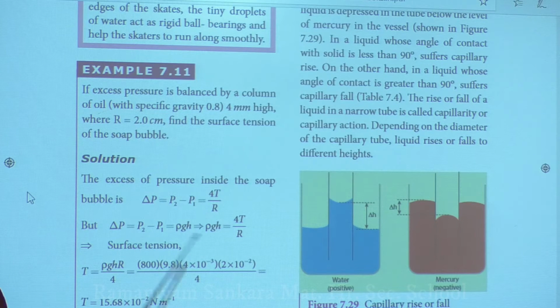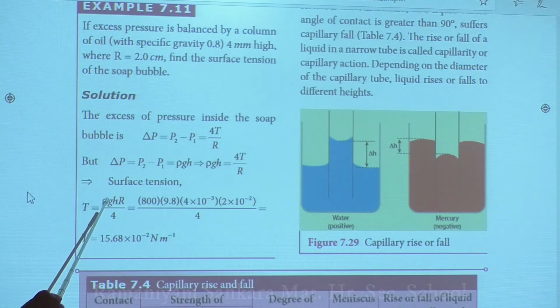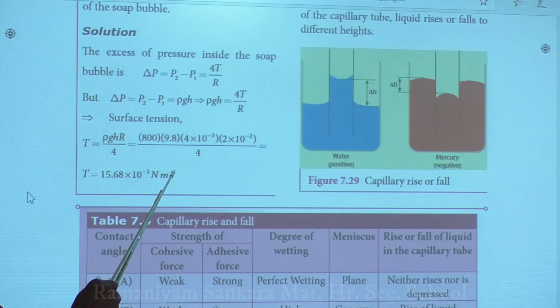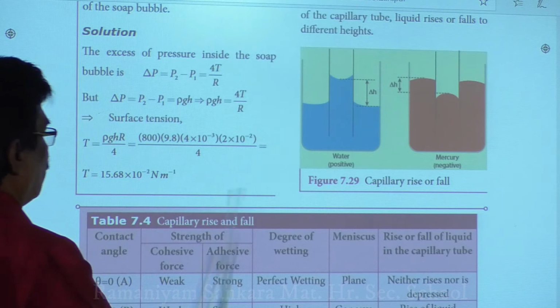So you can directly write this formula. Instead of bringing it to this side, you can directly write T equal to rho GH R by 4. Substitute all the values and reduce it. Remember, surface tension is force per unit length, T equal to F by L. So the unit is Newton per meter. You should remember this for a 2 mark question.